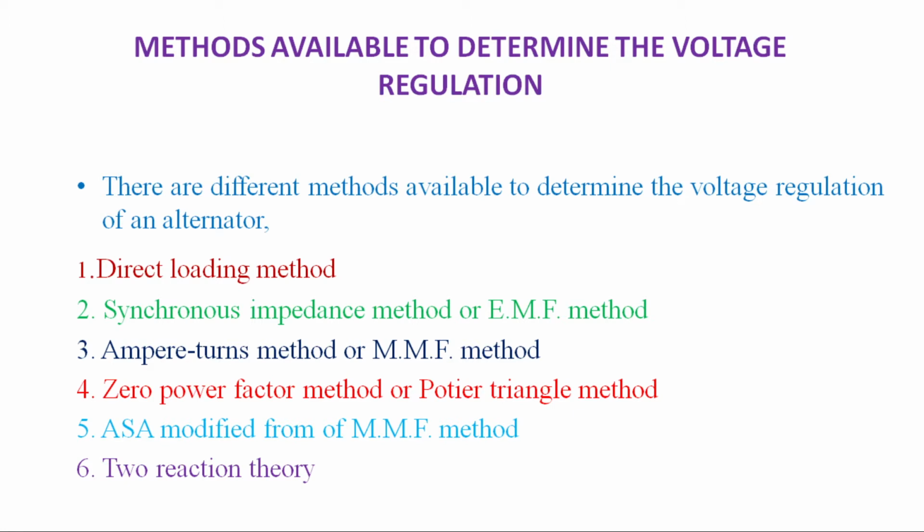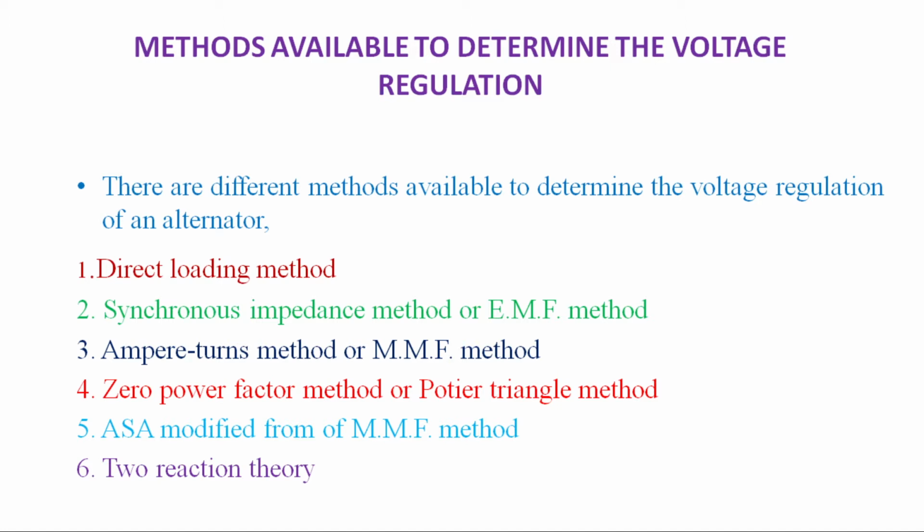In case of large machines, the cost of finding regulation by direct loading becomes prohibitive, so we cannot go for the direct method. We have to choose an indirect method, that can be the EMF method, MMF method or ZPF method. What is common among all these methods is that we find out three things: armature resistance RA, the open circuit or no load characteristics, and the short circuit characteristics.